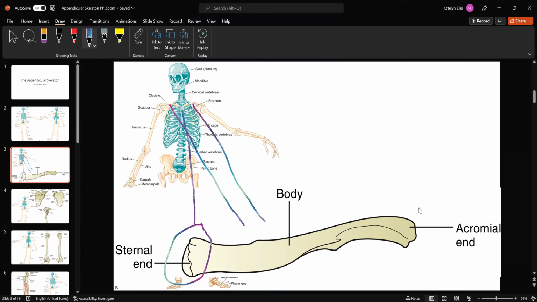All right, this is the acromial end. It attaches by the acromion, but we'll cover that in a little bit. So this is the sternal end by the sternum and the acromial end. This is the lateral end. This is the medial end. Medial, lateral.